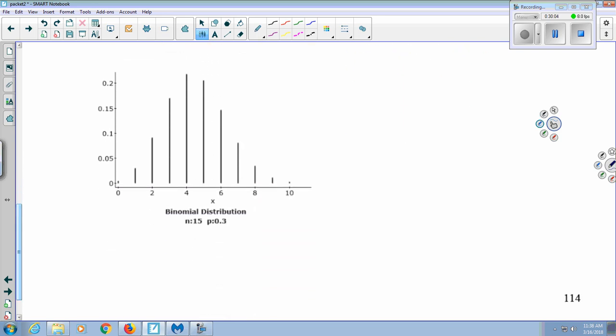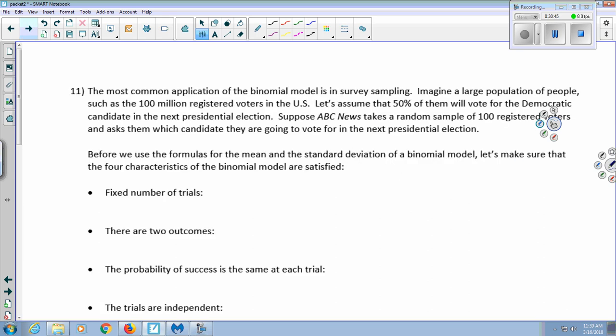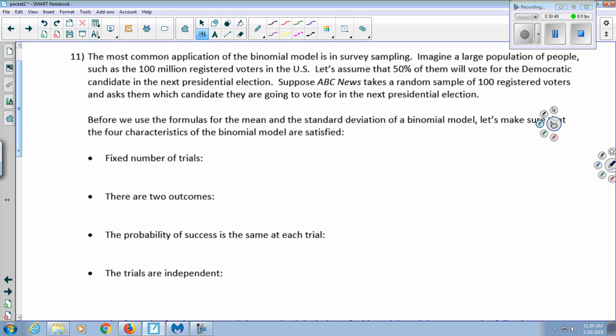And our last one down here, our mean is 5, we said, and our standard deviation will be the square root of 15 times the probability of success times 1 minus the probability of success, which is the probability of failure, which equals 1.7748. Okay, so now we have a nice formula for calculating the mean and standard deviation of the binomial distribution. And the last thing is, let's use this binomial distribution to work on this problem.